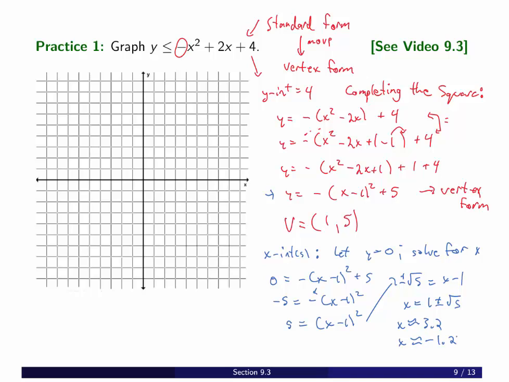Now we have all the information we need to graph. I'm going to put all these points on. 3.2 is roughly here. Negative 1.2 is roughly here. Sorry, I can make these dots a bit bigger. Then the y-intercept is 4. The vertex is (1, 5).